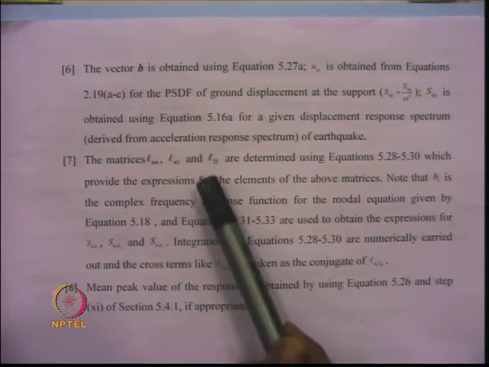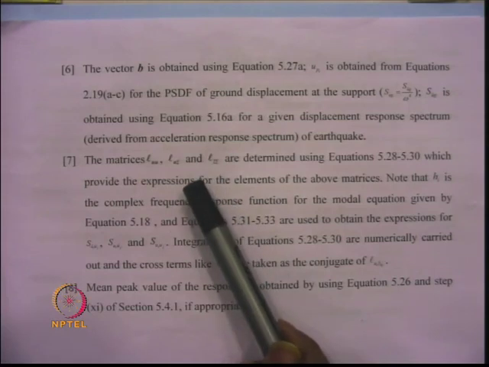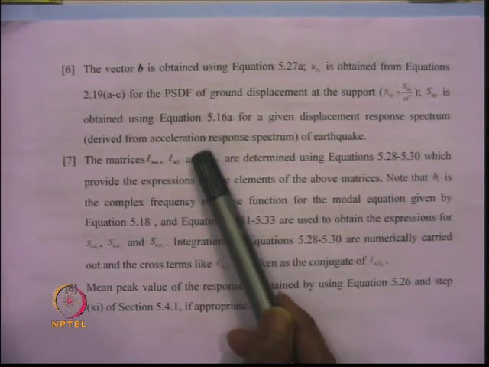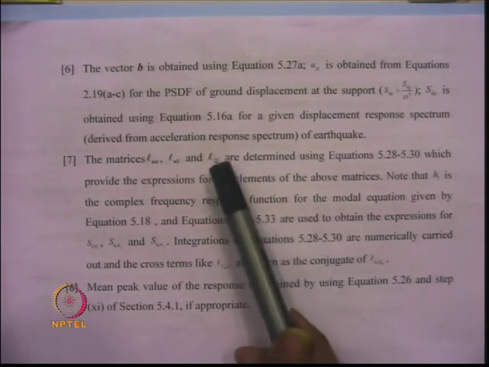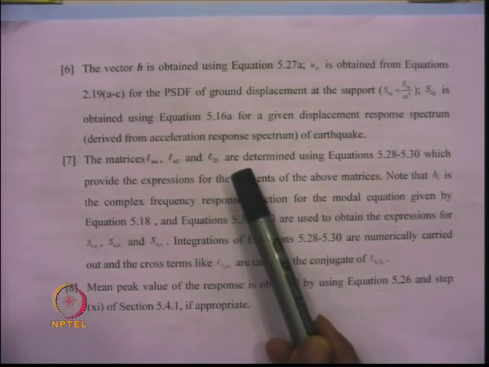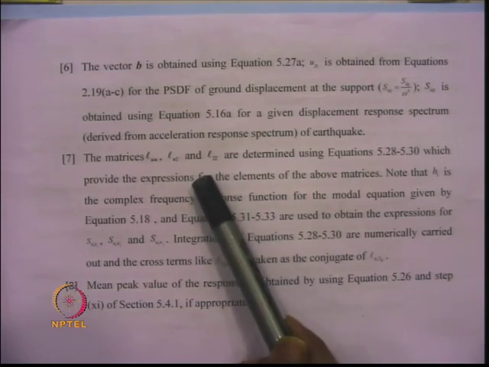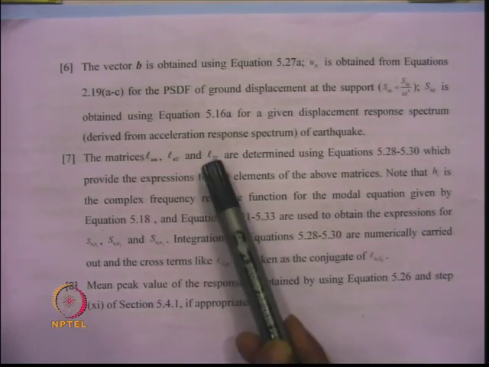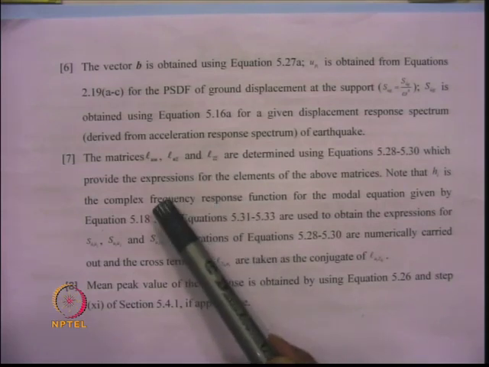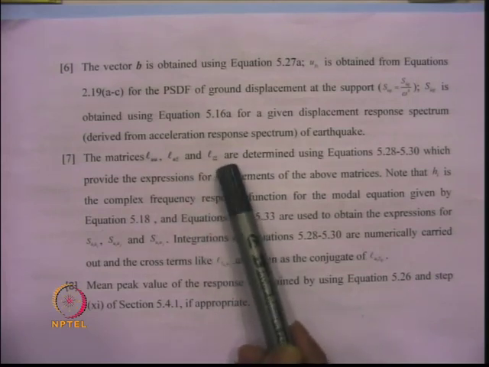So that standard deviation can be obtained by performing the spectral analysis for the specified power spectral density function of the ground motion, and from that one can get the power spectral density function of the generalized displacement. The area under the curve will give the standard deviation.